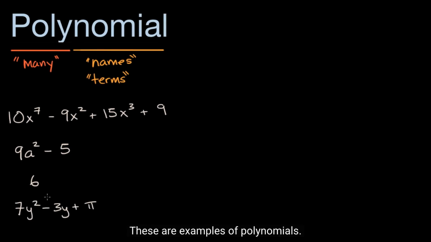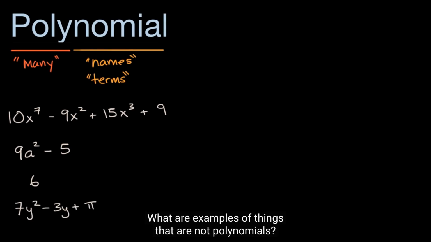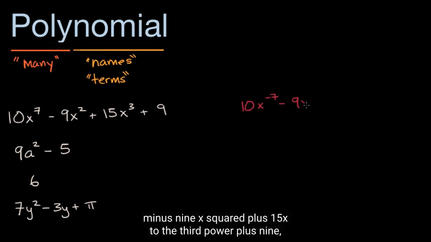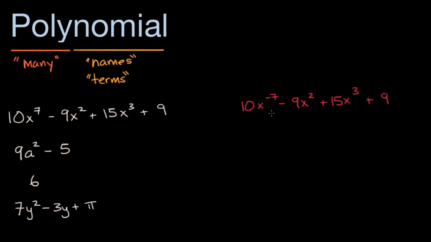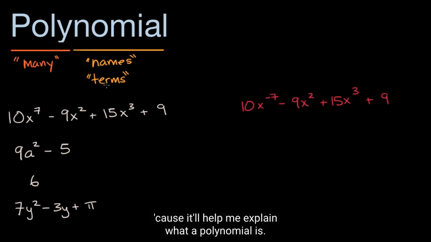So if these are examples of polynomials, what are examples of things that are not polynomials? Well, if I were to replace the 7th power right over here with the negative 7th power, so if I were to write 10x to the negative 7th power minus 9x squared plus 15x to the 3rd power plus 9, this would not be a polynomial. So I think you might be sensing a rule here for what makes something a polynomial, that you have to have non-negative powers of your variable in each of the terms. And I just used that word term, so let me explain it, because it'll help me explain what a polynomial is. A polynomial is something that is made up of a sum of terms.